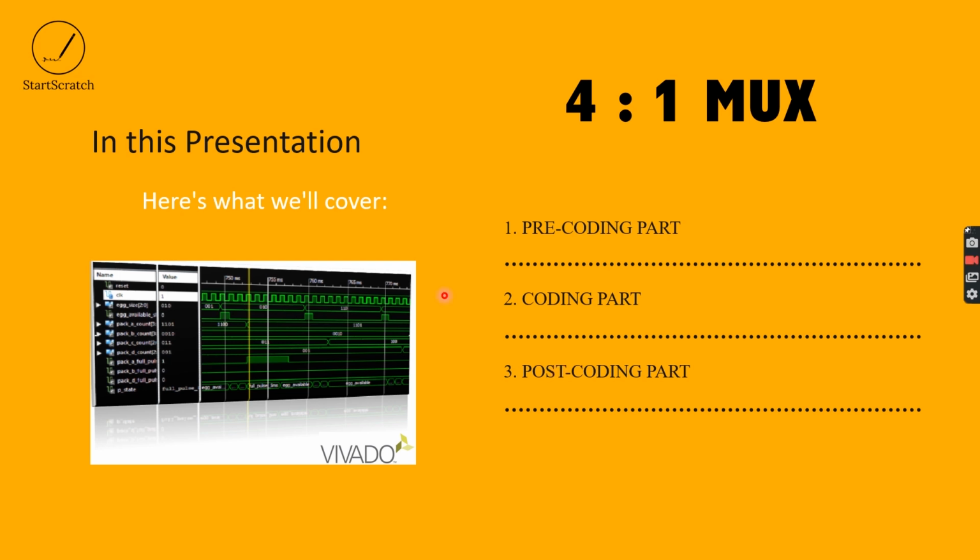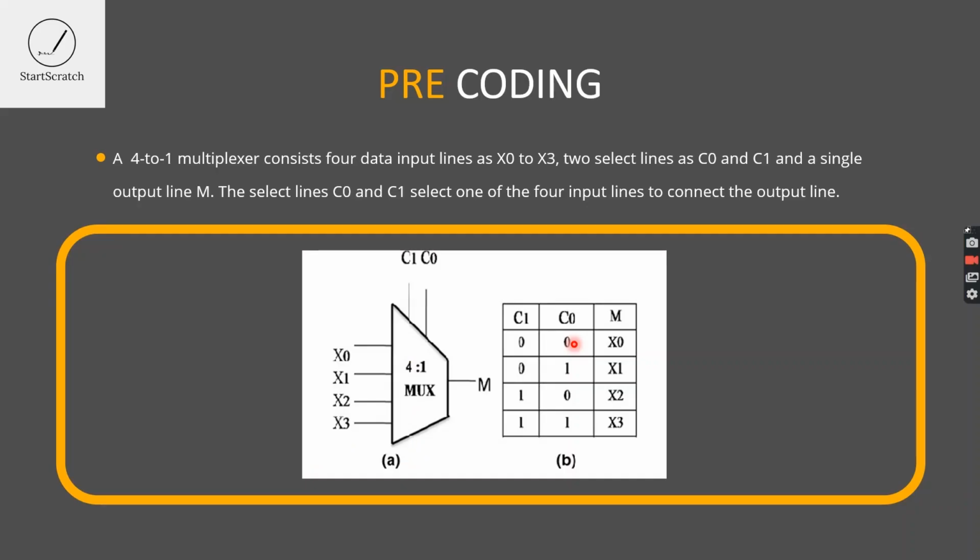In this video, you will be getting to know how the 4:1 multiplexer works and how to design a Verilog code for it. For a better understanding, I split the video into three parts, that is the pre-coding part, coding part and the post-coding part. Now let's move to the pre-coding part. Here in the pre-coding part, you will be seeing how the 4:1 multiplexer works. Let's see the functionality of the 4:1 multiplexer.